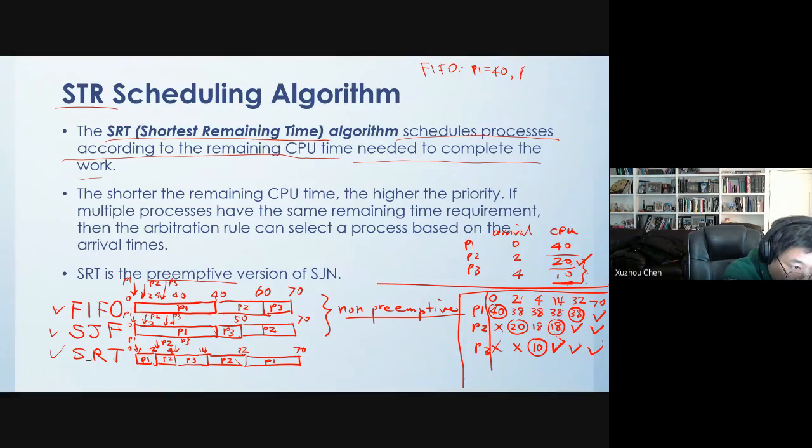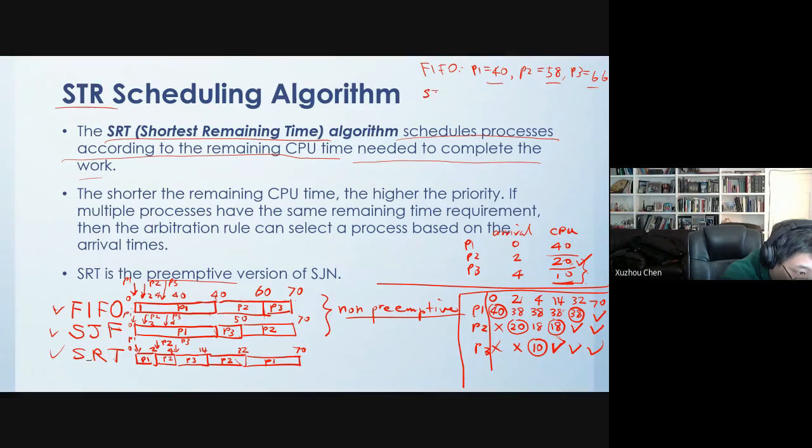Now P2 actually ends at 60, okay. But P2 starts at 2, right? So it's 60 minus 2, so it's 58. And P3 is going to be 70, but it starts from 4, so it's actually 66. Okay, so that's the total CPU time each process actually uses, from the start to the completion.